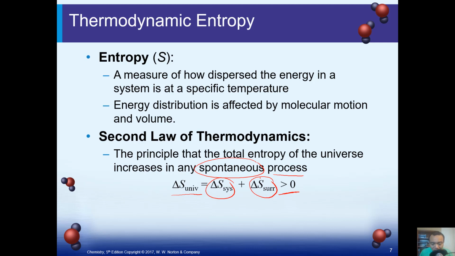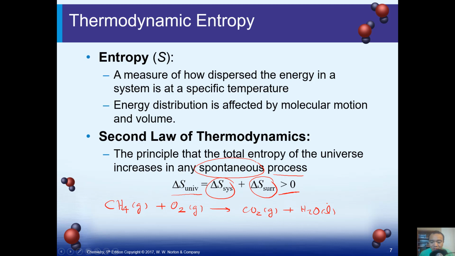Consider the combustion of methane to produce carbon dioxide gas and liquid water. That is, you have methane reacting with oxygen. It generates carbon dioxide and water. Water can be in gas phase or liquid phase, depending on the temperature. Here, let's say it's at a lower temperature.